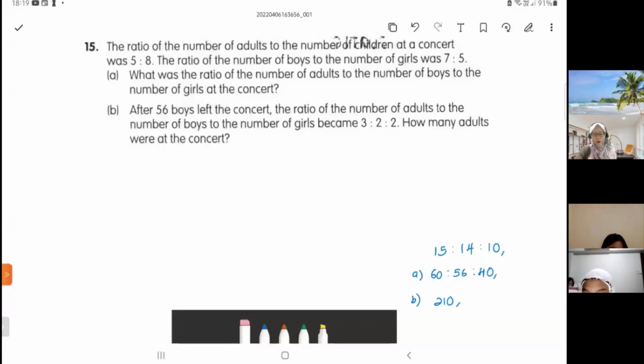Okay, the ratio of the number of adults to the number of children at a concert was 5:8. So this is adults, this is children. The ratio of the number of boys to number of girls was 7:5. This is boys, this is girls. What was the ratio of the number of adults to number of boys to number of girls at the concert?